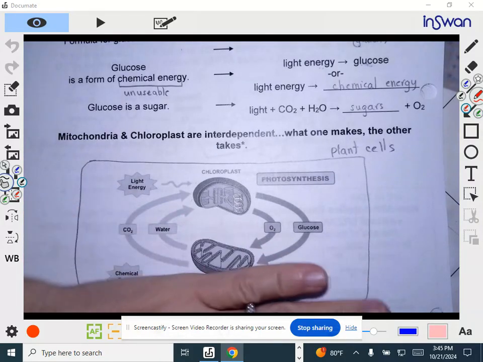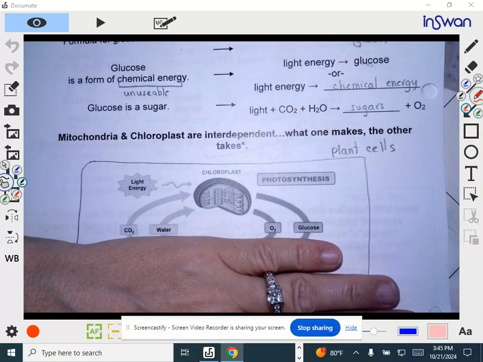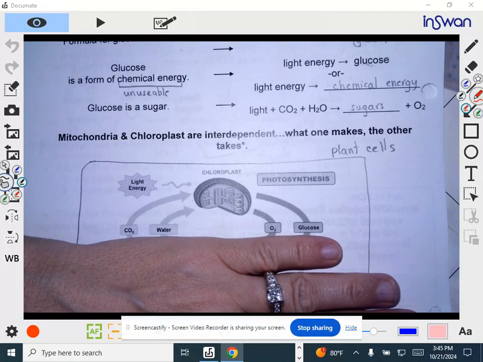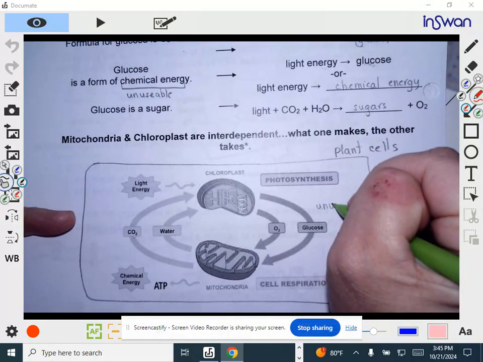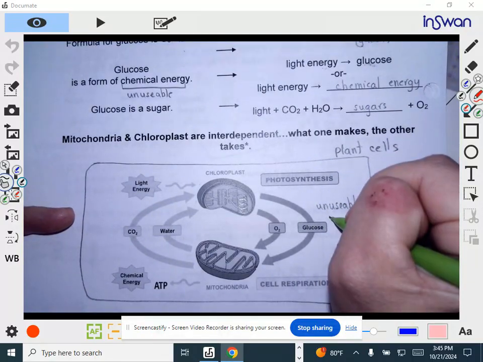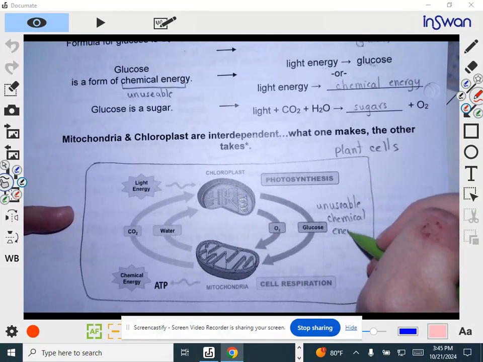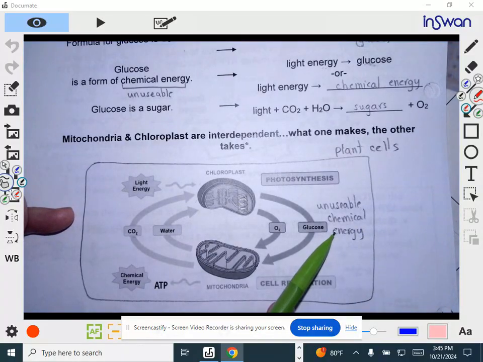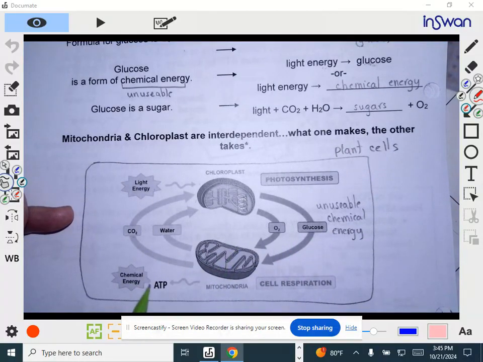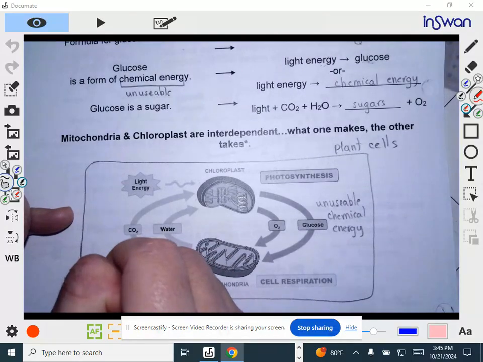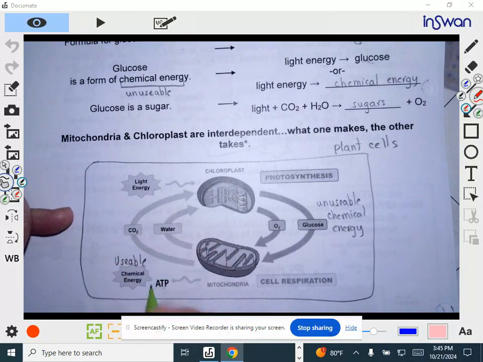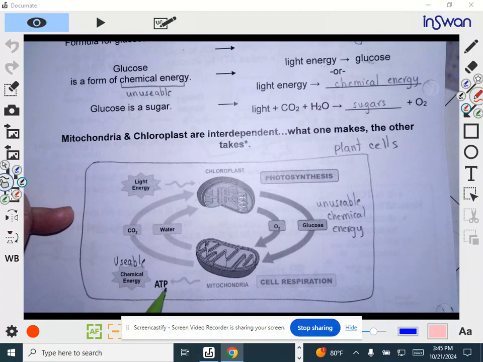Now, if plants just stop right here, then they're going to die, because no cell reactions are powered by glucose. Glucose is chemical energy, but it's unusable chemical energy. Here's where we need the powerhouse of the cell. We need something that can take energy in an unusable form and actually turn it into usable chemical energy, a form of energy that cells can actually use. They can't use electricity. They have to use ATP for their reactions.